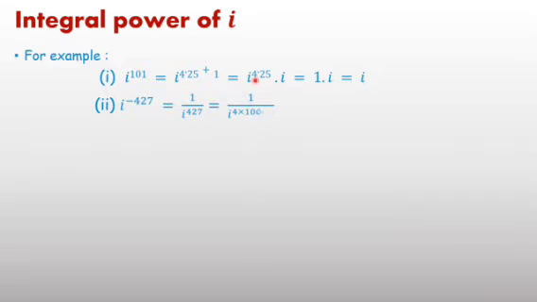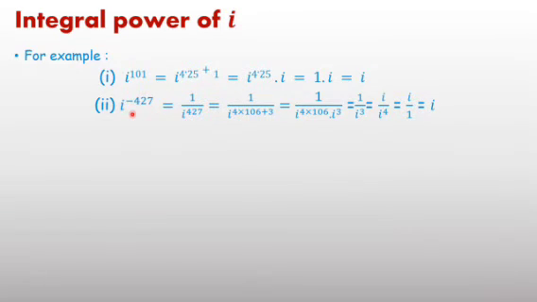For example, the power of i given as 101, a positive number. 101 we can write as 4 into 25 plus 1, so i power 4 into 25 into i power 1 equal to 1 into i equal to i. Because i power 4 is 1, i power any multiple of 4 is 1, and the value follows the same pattern.